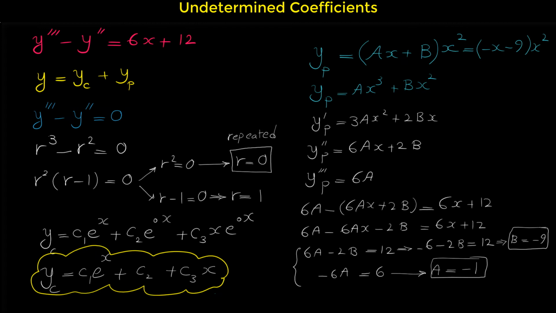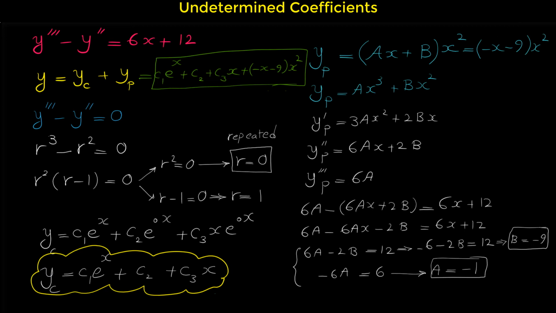So y equals the complementary solution, c sub 1 e to the x plus c sub 2 plus c sub 3 x, plus the particular solution, which is negative x minus 9 times x², which if you like you can multiply x² in the bracket. So this is the general solution of the differential equation.